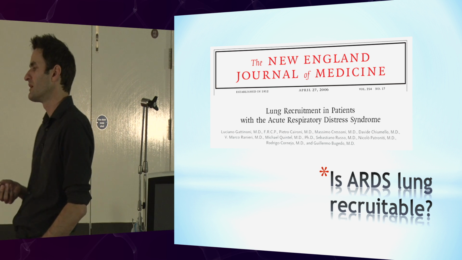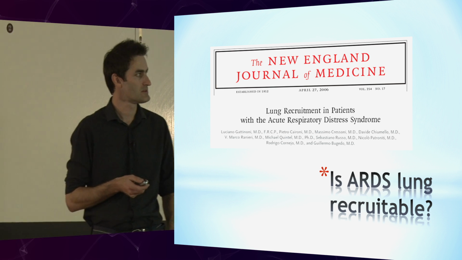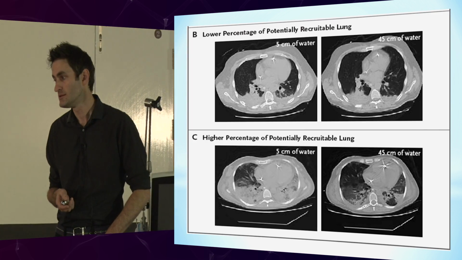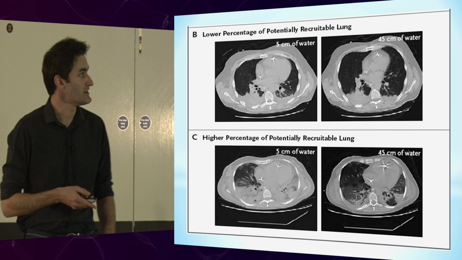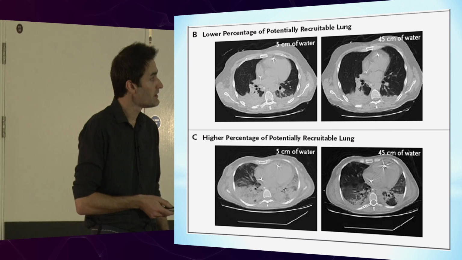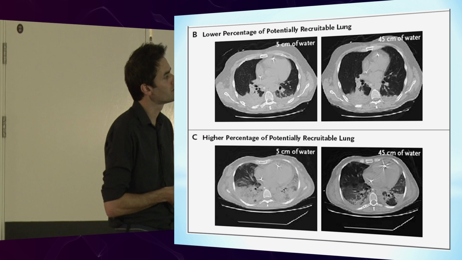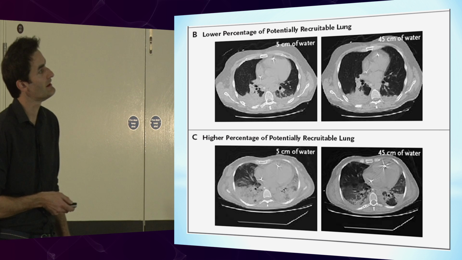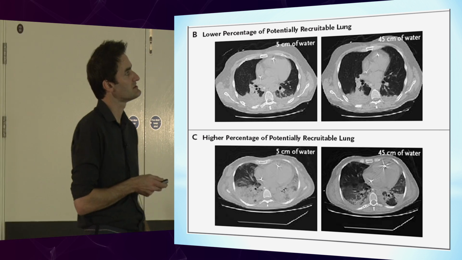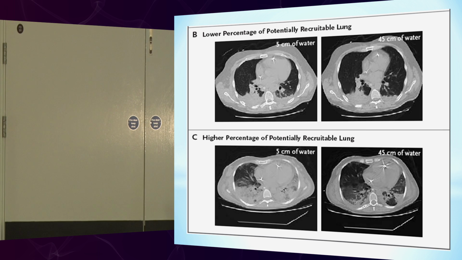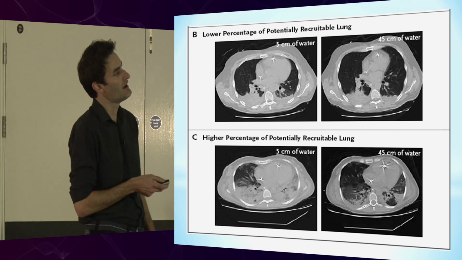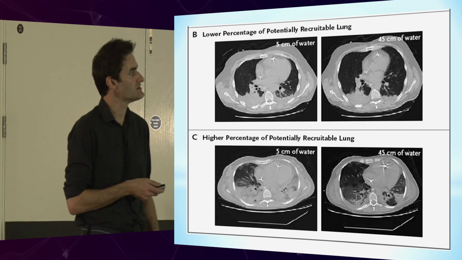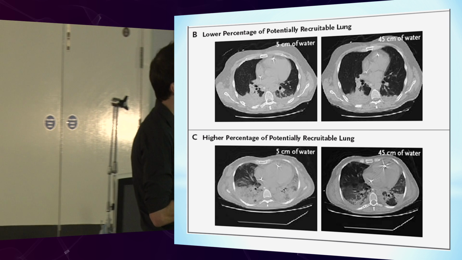Gattinoni has done a lot of work on this subject, and you may well be familiar with this slide, looking at some ARDS lungs. So what we've got here is two different patients, one at the top, one at the bottom. On the left side, you've got lungs subjected to 5 centimetres of water pressure, okay? And then on the right, 45 centimetres of water pressure. And what do you see? Well, let's take the one at the bottom first of all.